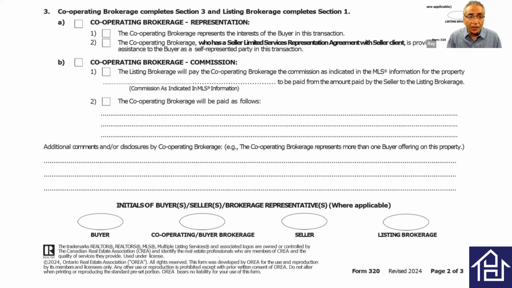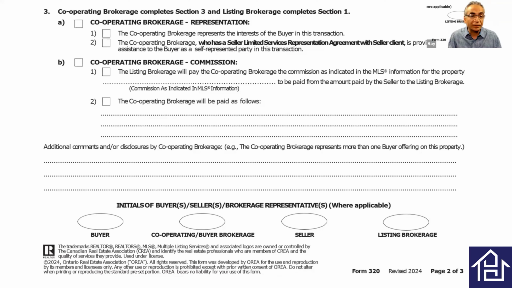Nothing has changed here. When you are the cooperating brokerage, you select A, meaning that you're representing the buyer. There's a listing salesperson that's representing the seller. And then you would select number A1, which says the cooperating brokerage represents the interest of the buyer.